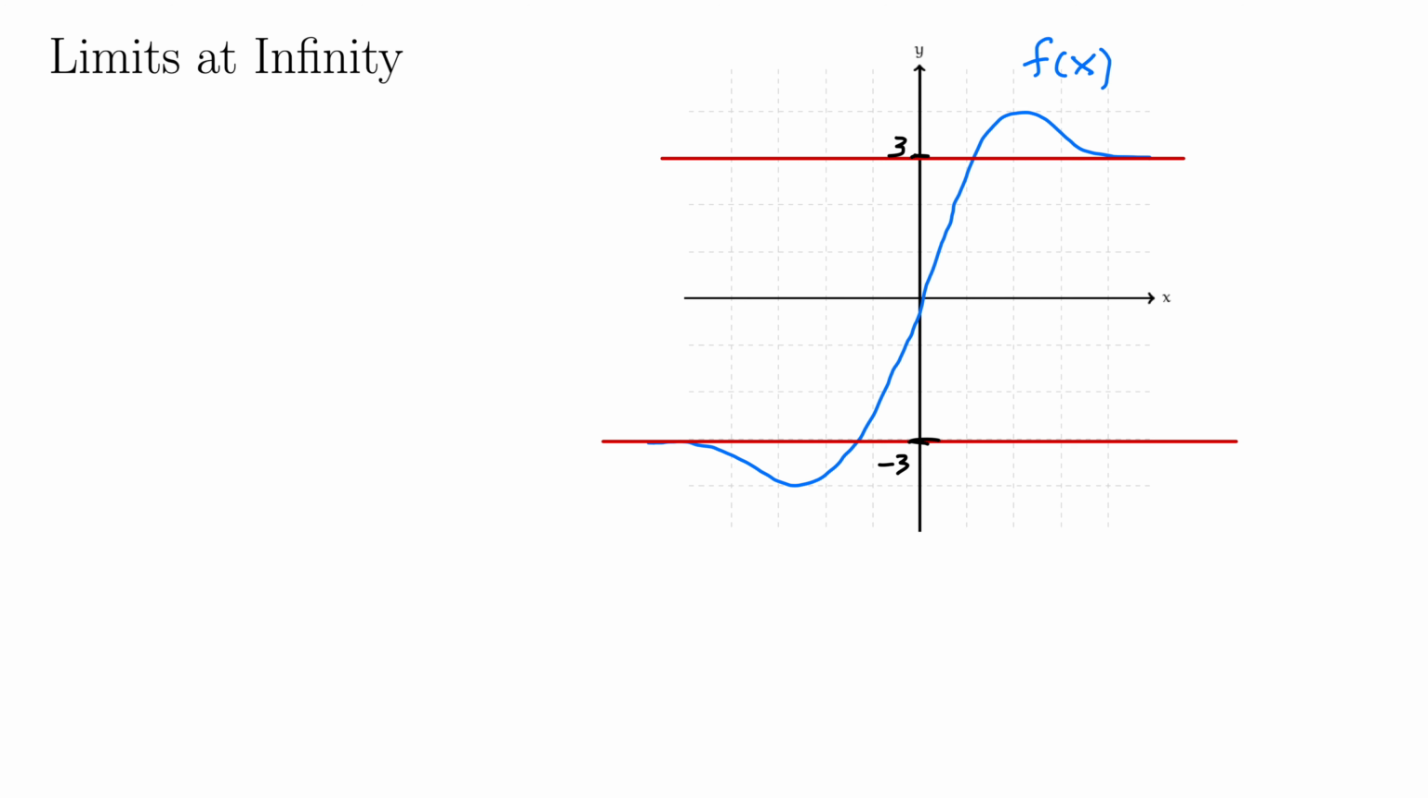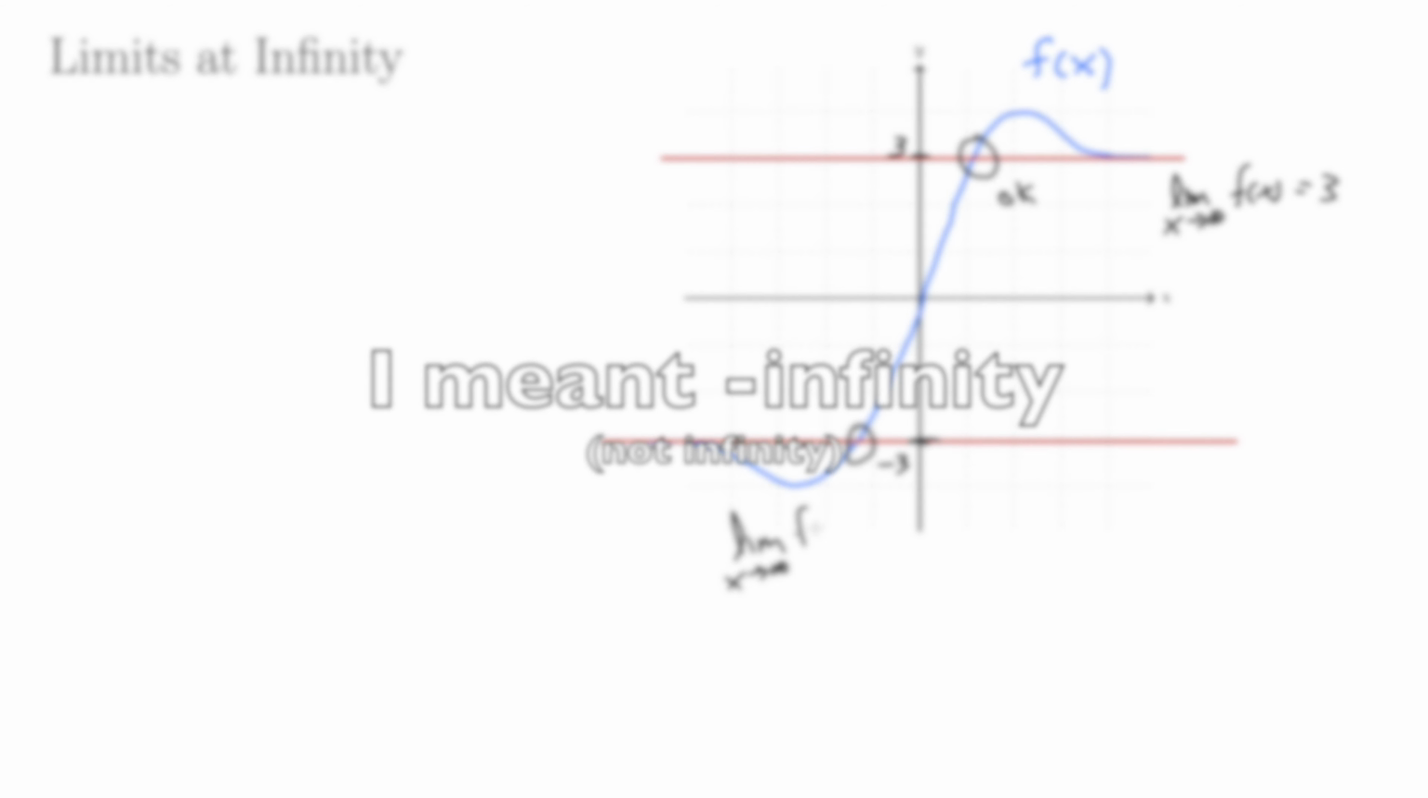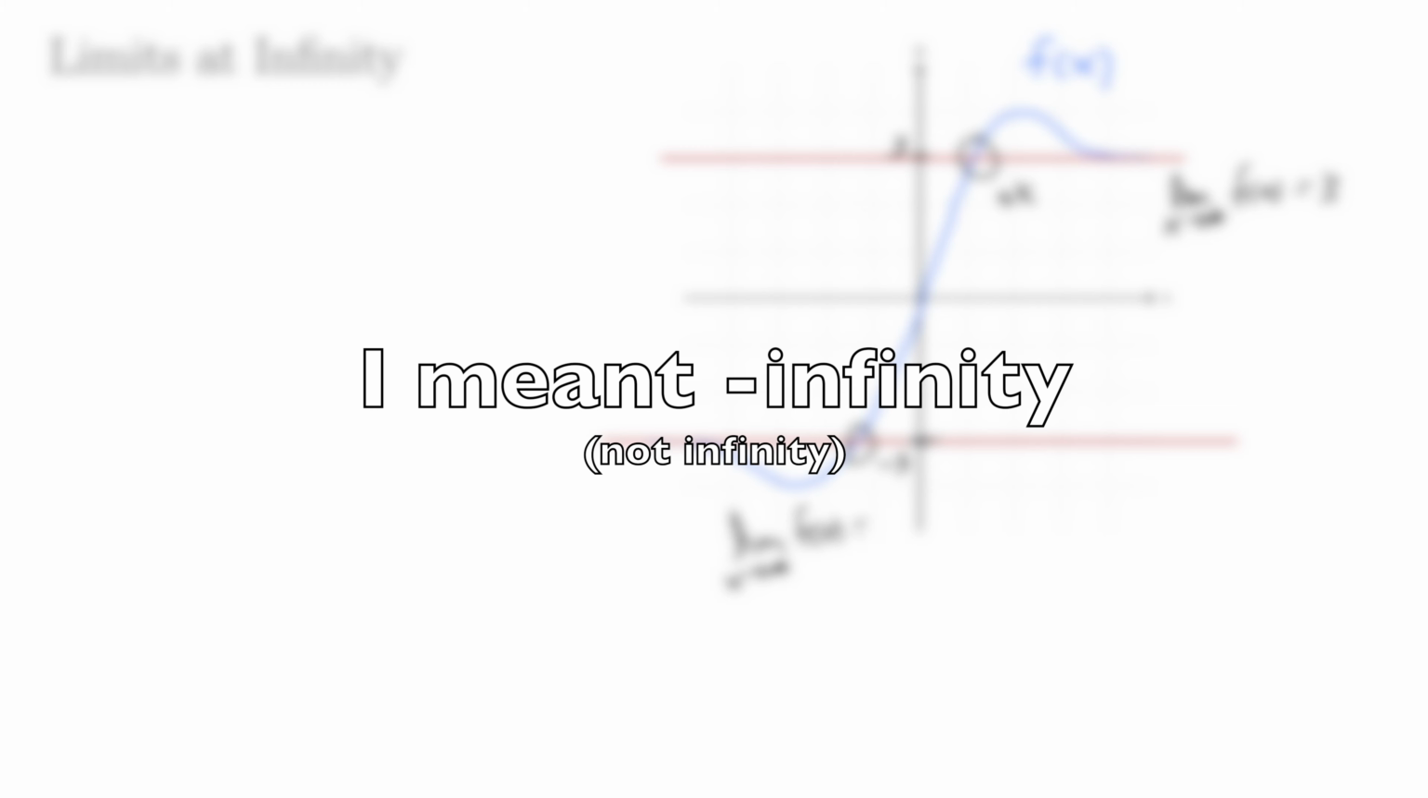These are known as horizontal asymptotes. And note that it's okay for a function to cross the horizontal asymptote, right? We're more interested in what it does eventually as x goes to infinity. So here we would say that the limit as x goes to infinity of f of x is 3, because that's what it's approaching as x goes out to infinity. And we say that the limit as x goes to negative infinity of f of x here is negative 3.